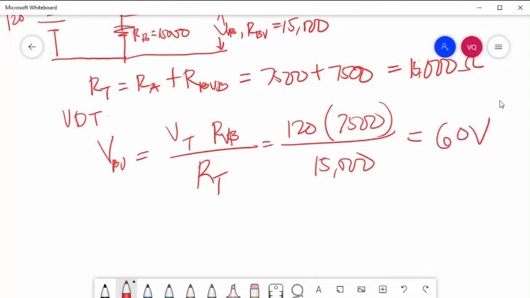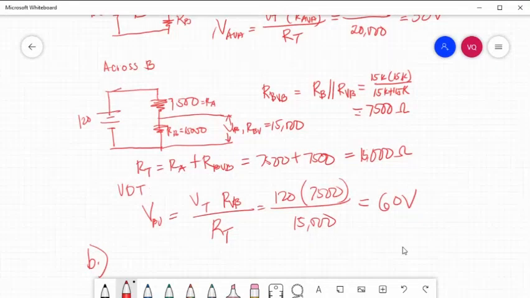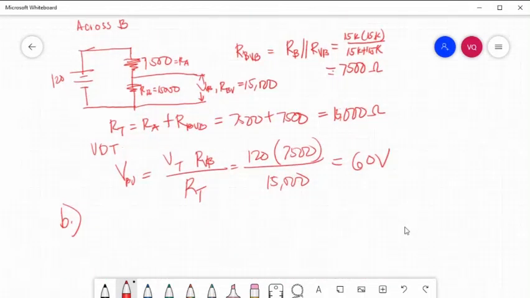Letter A lang yan. So, we will go now to letter B. Letter B, what is the condition? Determine EA and EB if one 15,000 ohm resistance in the form of voltmeter is connected across A. At the same time, another 15,000 ohm resistance is connected across B. So, sabay na sila.